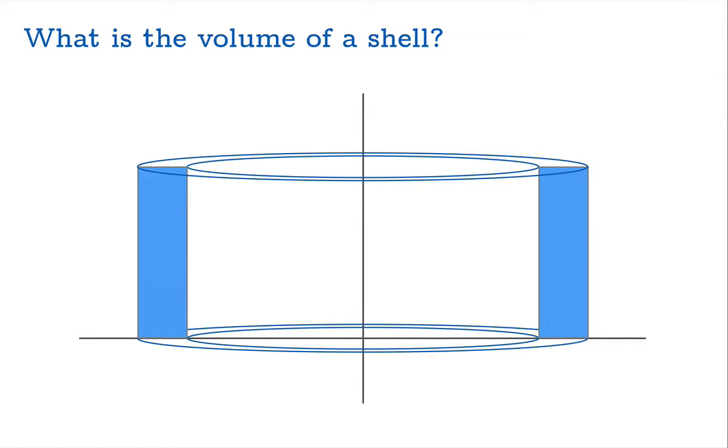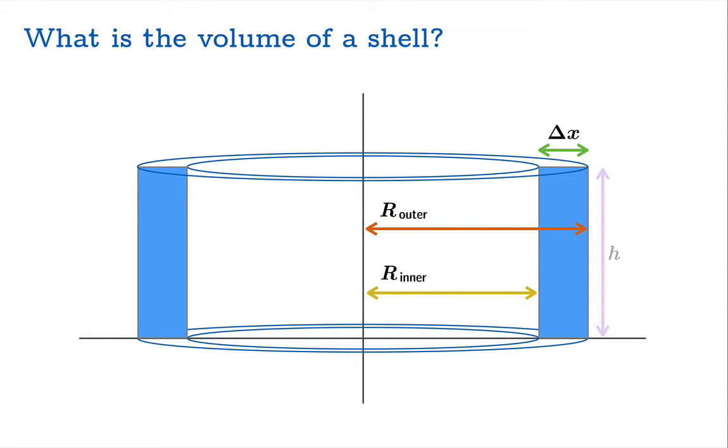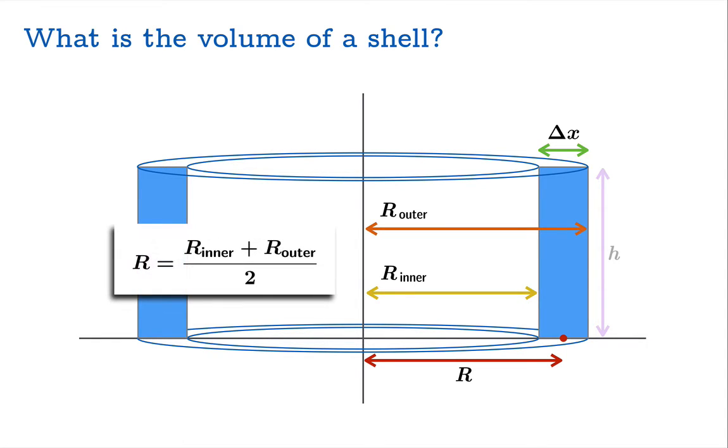So let's look at a shell again. We'll just go through this very carefully. Here's the height and the thickness. We won't need the height for what we do next, so we're going to sort of put it in the background. Let's define the outer radius and the inner radius, and then define a third radius, which would be the average of these two. And you can express the outer and inner radii in terms of delta x this way.